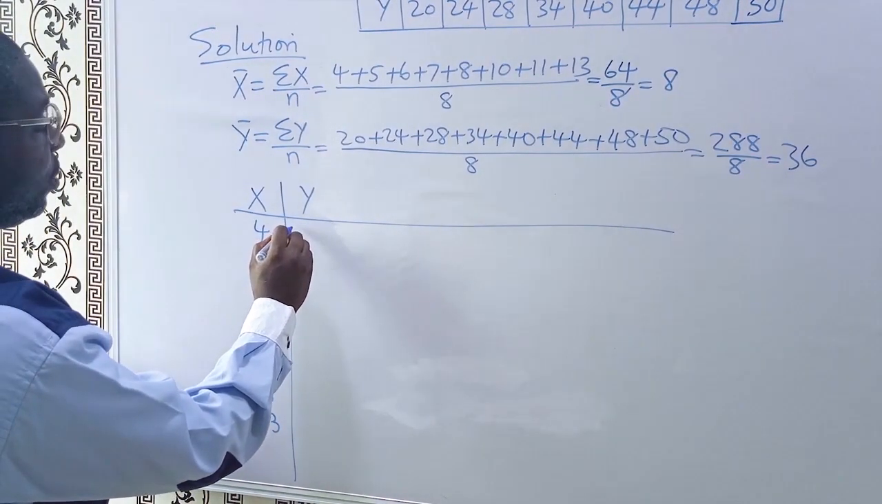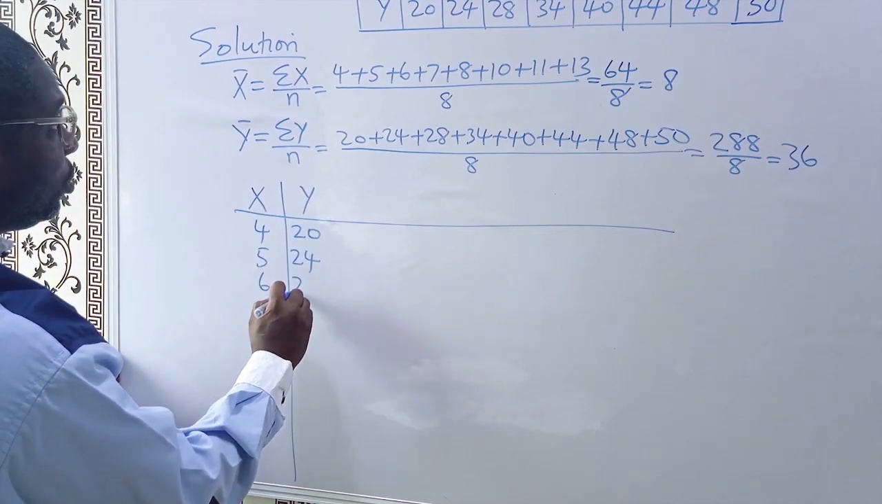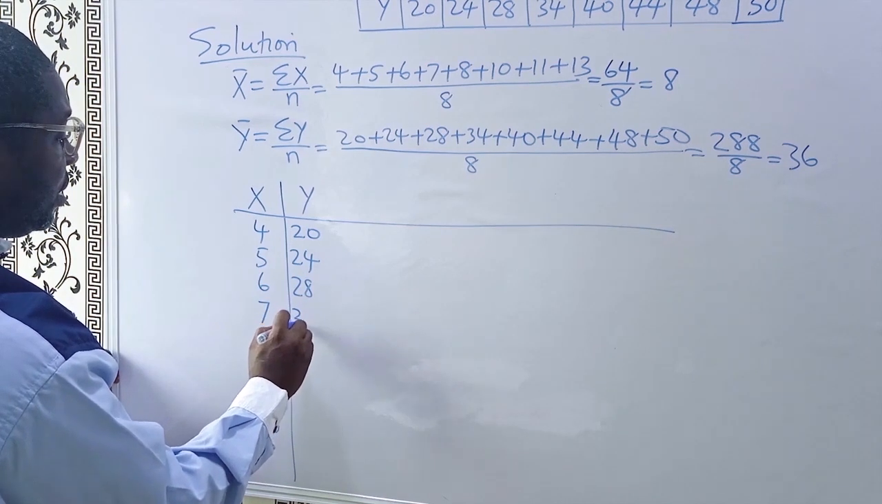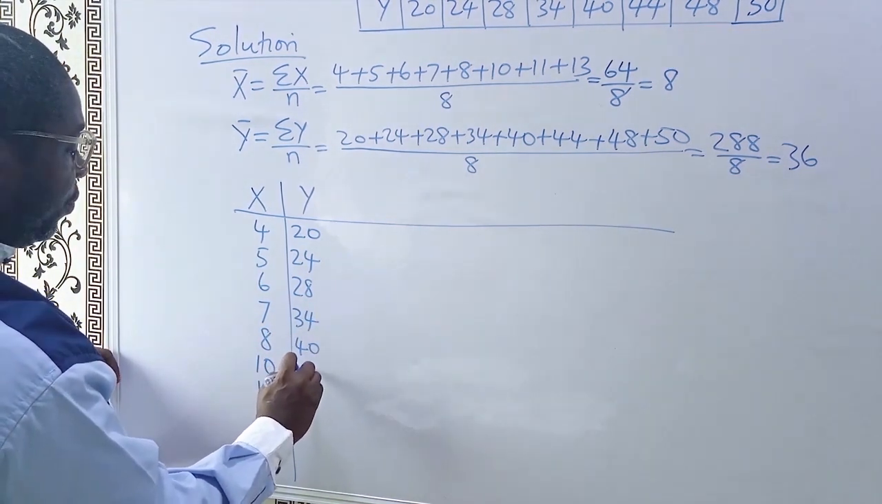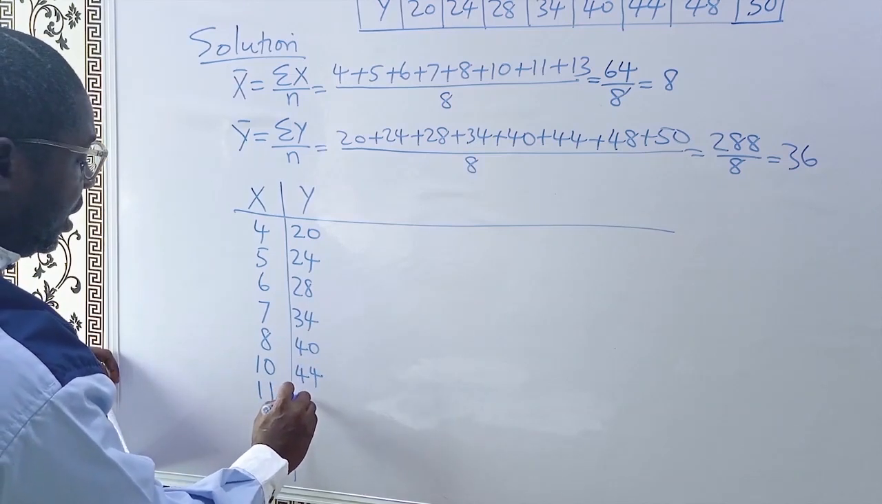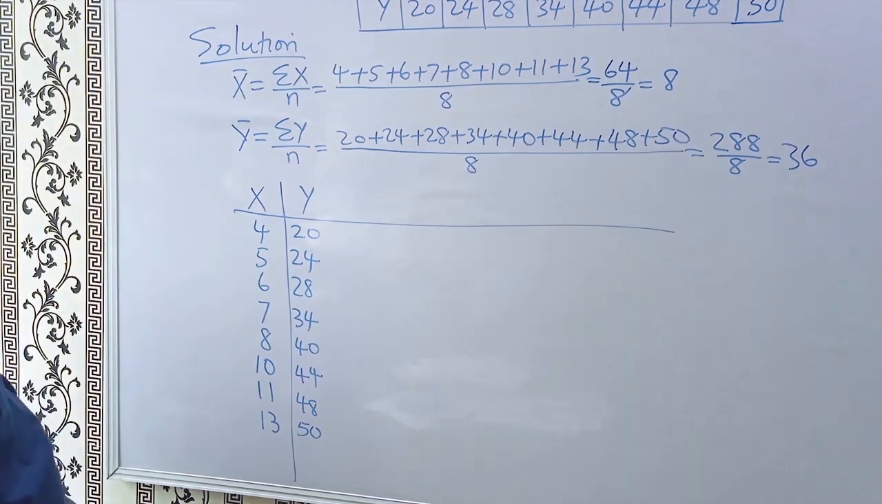Y, the values for Y are 20, 24, 28, 34, 40, 44, 48, and 50. That's what we have.